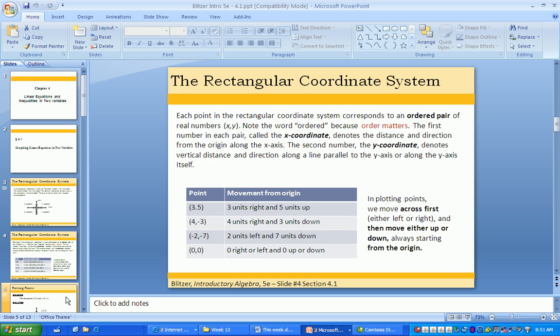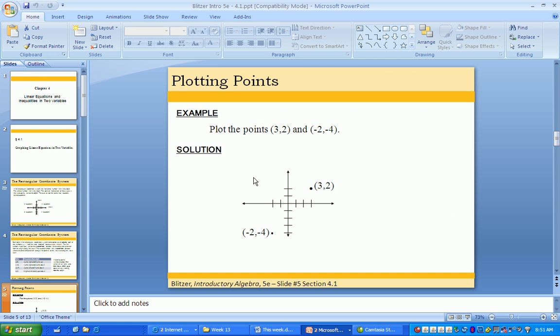Again, here are just some examples of plotting some points. 3, 2 and negative 2, 4. With 3, 2, like I said, this direction is positive x, this is positive y, negative x, negative y. So when we have 3, 2, we know this is the x coordinate, this is the y coordinate. So we go 3 in the x, 2 in the y. If we plot negative 2, negative 4, we know we go negative 2 in the x, negative 4 in the y.